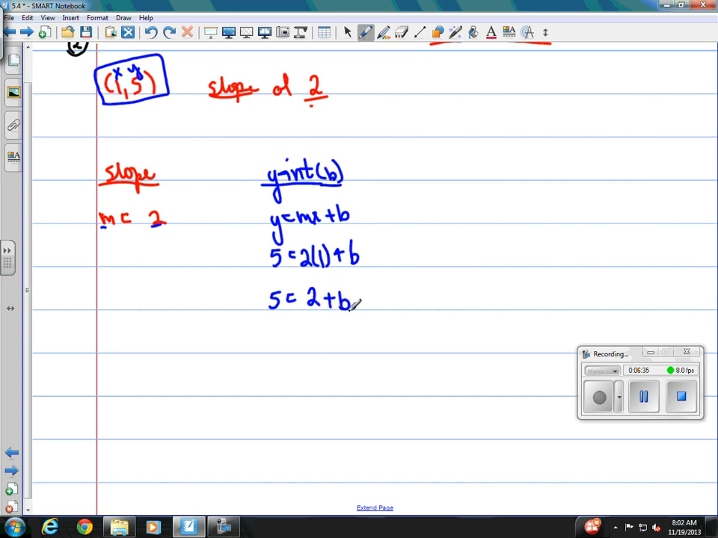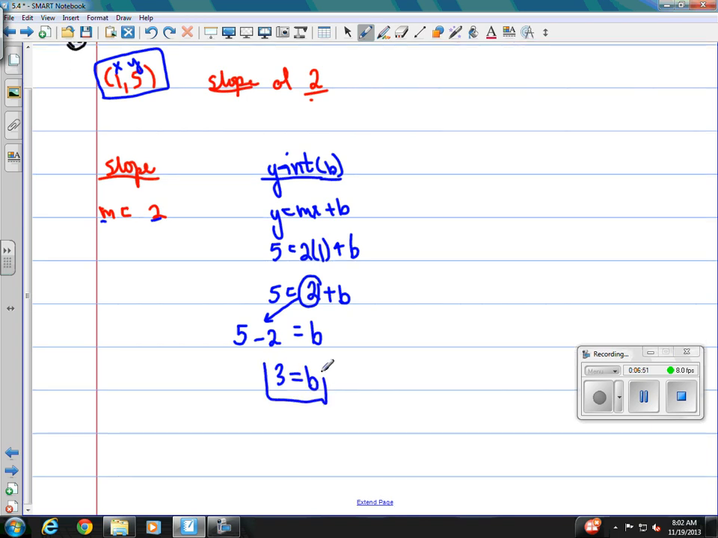Now we have to solve for b. So I'm going to keep my 5 here on the left because he's already where he wants to be. But my positive 2 wants to come to their side and become a minus 2 equals b. So 5 minus 2 is 3 equals b. And we now have b. So we have our m, we have our b. Now we're going to plug it all back into y equals mx plus b. So this is our final equation.